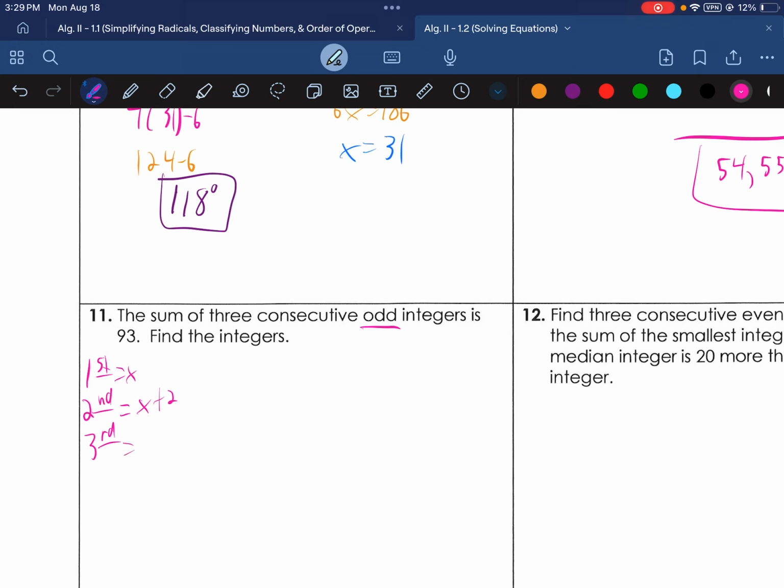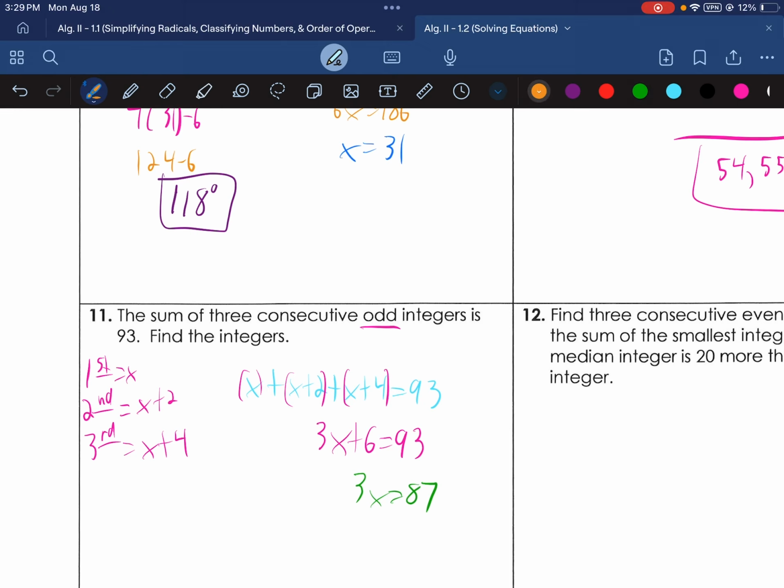And so to go to the third, to go to the next term, we'd do x plus 4. We'd add another 2 on top of that. And so now adding these three together, x plus (x plus 2) plus (x plus 4) will equal 93. And you might benefit again from putting those in parentheses so you can tell each one of those apart. That's up to you. Combining like terms gives us 3x plus 6 equals 93.